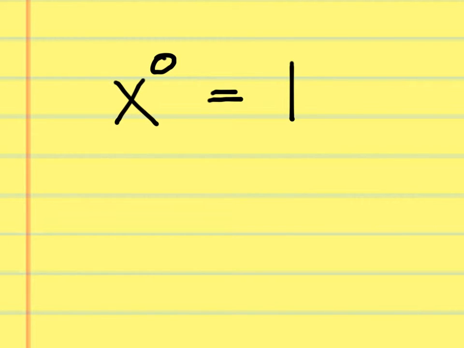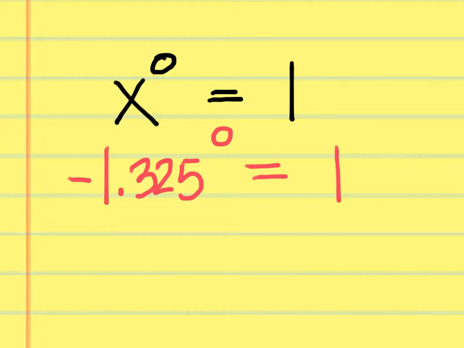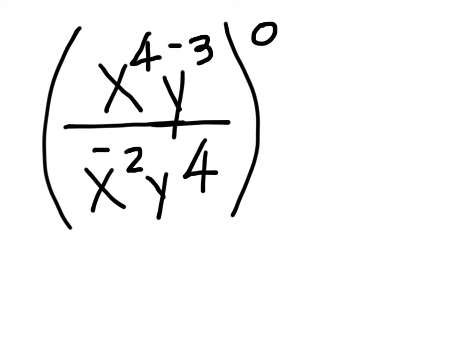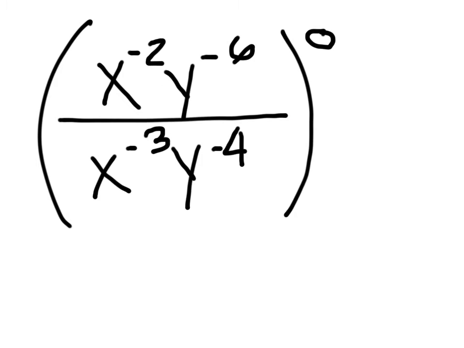Anything to the 0 power is 1. X to the 0 power is 1. If I had negative 1.325 to the 0 power, the answer is still 1. If I had the third root of x to the 2nd, and that entire quantity was to the 0 power, the answer is still 1. So what would the answer be to this one? 1, yeah. The answer to this one, 1.